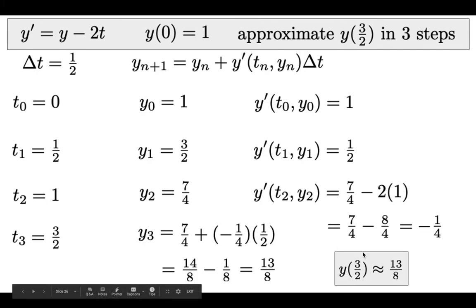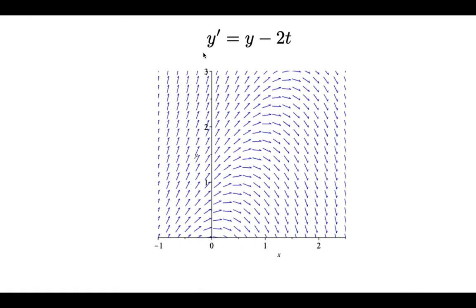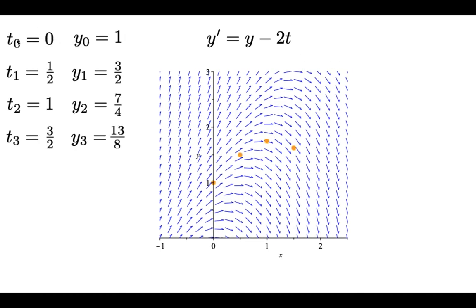All right, so y(3/2), since we are now at t equal to 3/2, is approximately 13/8. So we have our slope field for our differential equation, y' = y - 2t. And if we plot the points we've calculated, (0, 1), (1/2, 3/2), (1, 7/4), and (3/2, 13/8), we see these points are following the flow of our slope field, though if we used a smaller step size, they would be following much closer. This looks like it is probably overestimating a little bit.